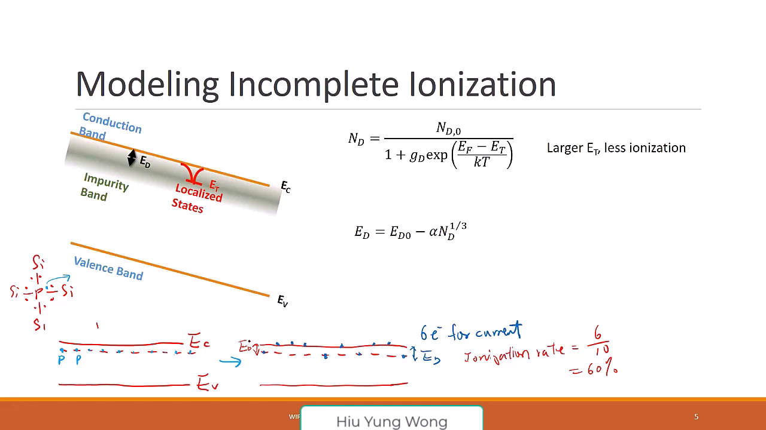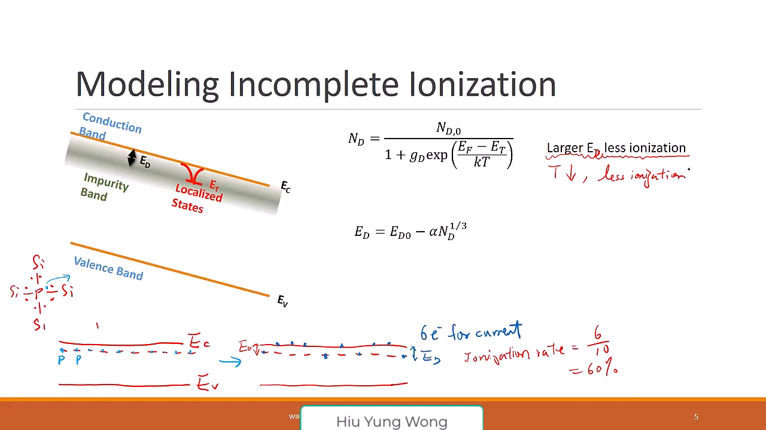Now let me ask you also. So good, we already say that larger ED means less ionization. This one, I think I'd better put ED instead of ET. ED means the distance. ET just means the level. Now, what if the temperature reduces? Do you expect more ionization or less, just from a pure physics point of view? Less. Why? Less random motion. Very good.